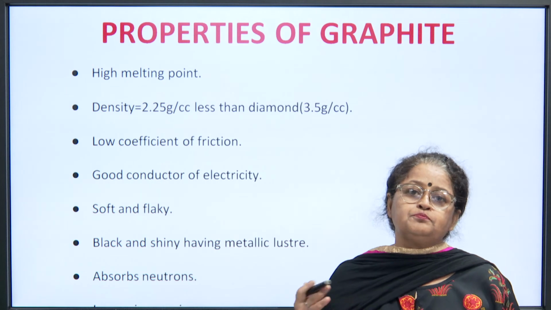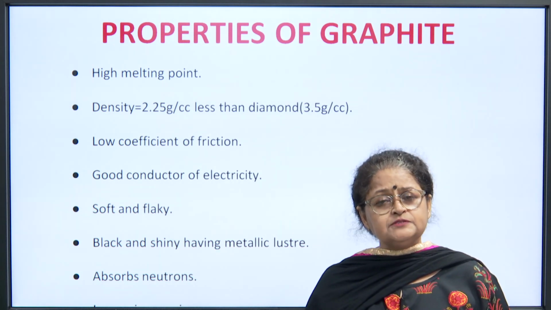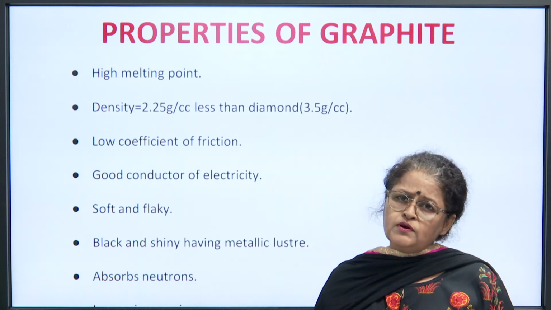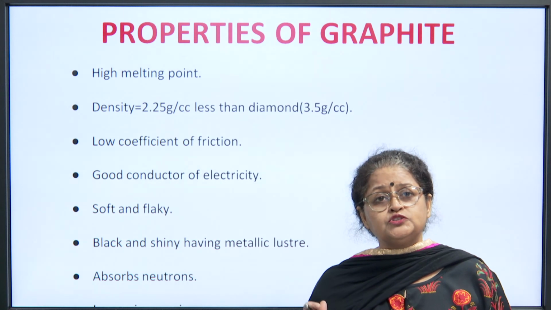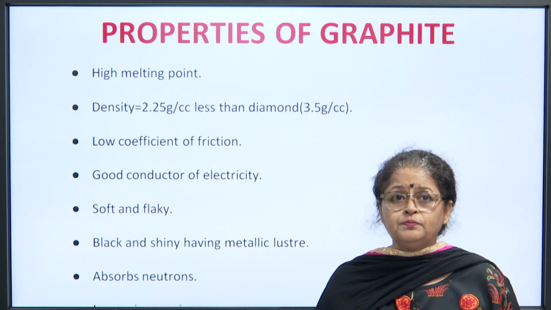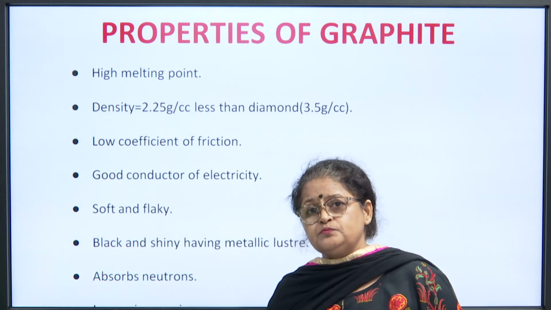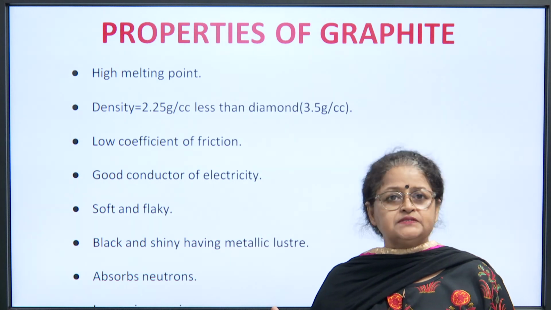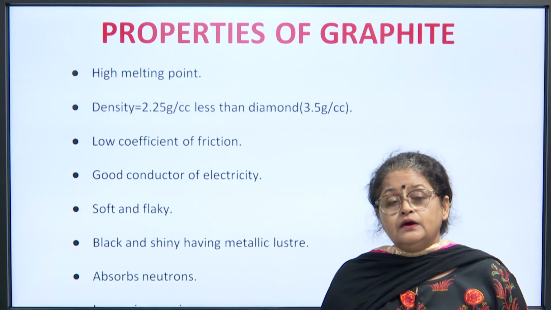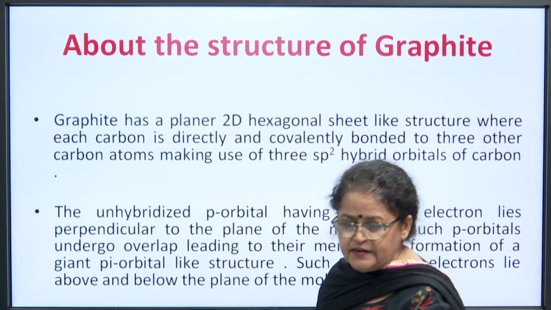Let us talk of the properties of graphite. It has a high melting point. The reason is because of a large number of covalent bonds. Then the density of graphite is 2.25 grams per centimeter cube. It is of course lesser than that of diamond. Diamond has a density of 3.548 to be precise grams per centimeter cube. Low coefficient of friction, because we can see it in the diagram.